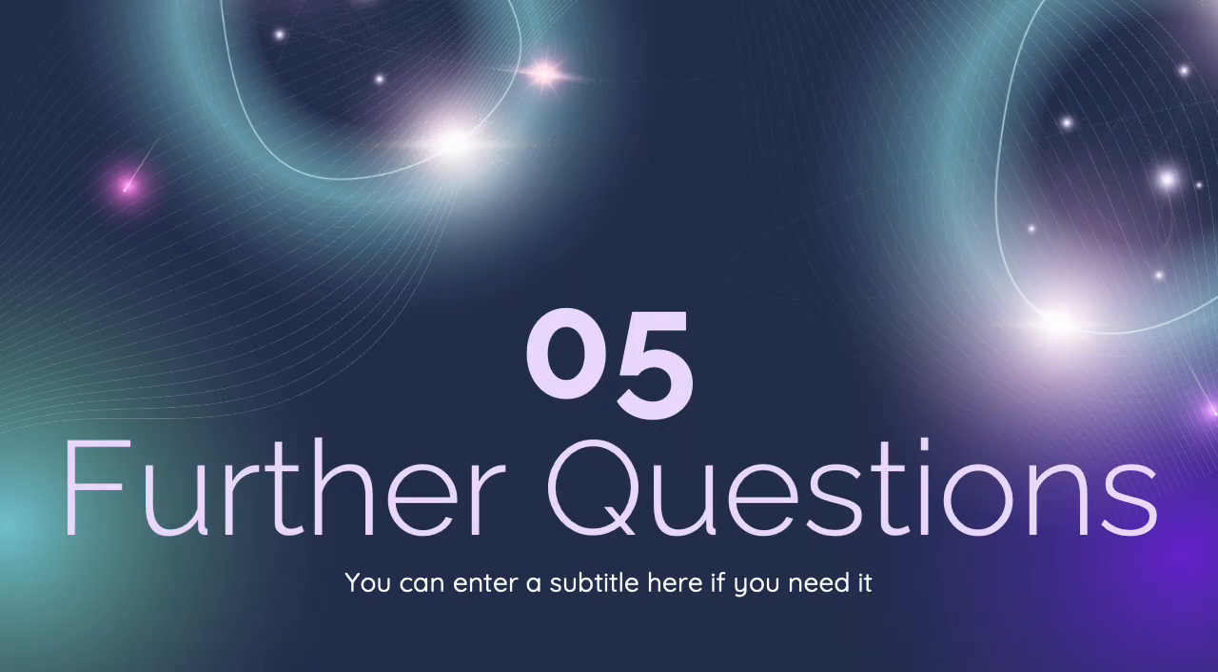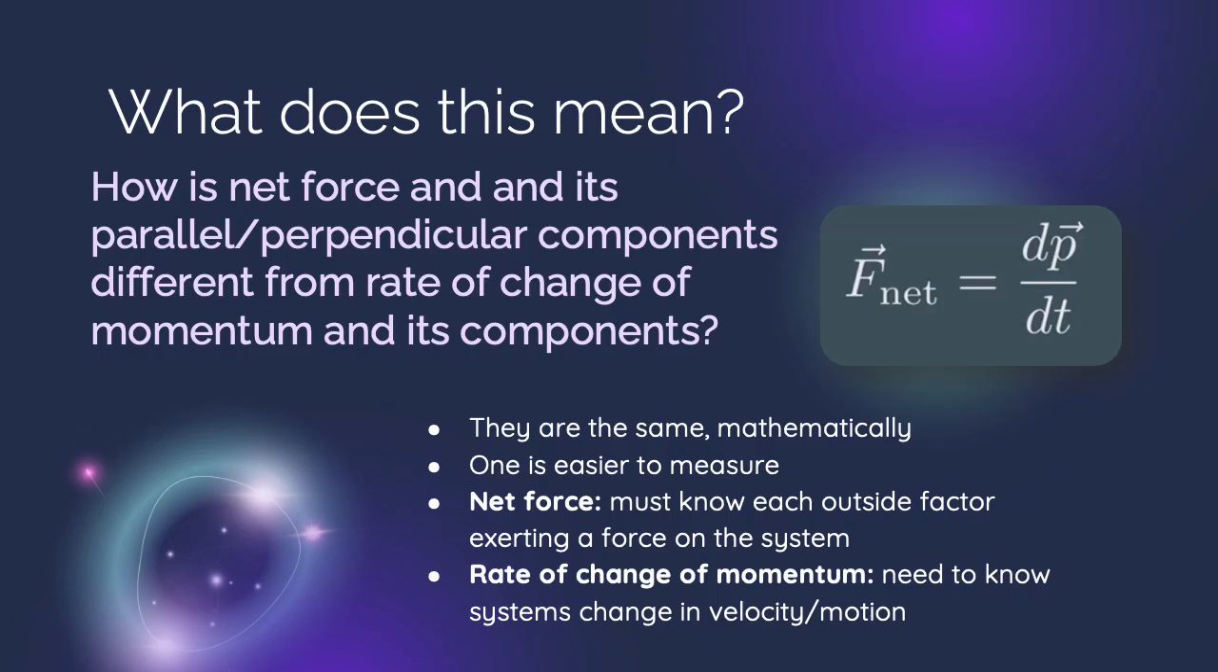Now let's answer some further questions. What does this actually all mean? One of our questions is, how are the net force and its parallel and perpendicular components different from the rate of change of momentum in its components? They're actually the same mathematically. One is easier to measure than the other. It's easier to find the momentum than it is to find the net force. For the net force, you must know each outside factor exerting a force on the system, while for the rate of change of momentum, you need to know the system's change in velocity or motion.